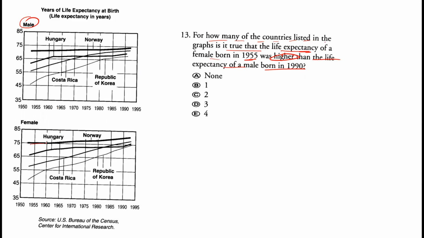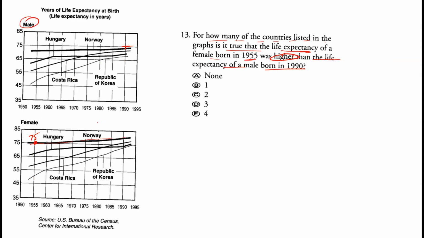So this line is for Norway. In 1955, approximately, the female life expectancy is 75. In 1990, none of the countries has a life expectancy of more than 75. And actually Norway, again, the female in Norway in 1955 has a life expectancy of 75, but in 1990 males have less than 75.